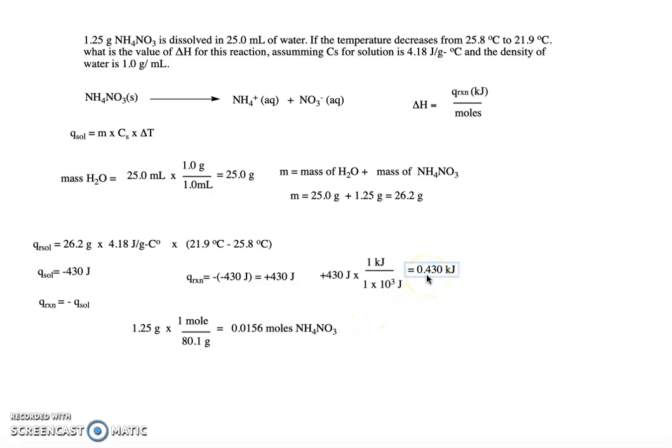Now I have the Q, my heat in kilojoules, and I have my moles. I'm ready to just plug into my delta H equation to find delta H. And I've got the wrong number there, don't I? Remember, it's kilojoules, and I found kilojoules is 0.430, so I need to change that to 0.430. So it's 0.430 kilojoules, the number we got there, divided by the number of moles we got here, 0.156. 2.7 times 10 to the 4th kilojoules per mole is the value of delta H for this reaction.